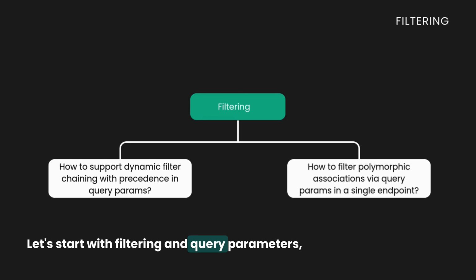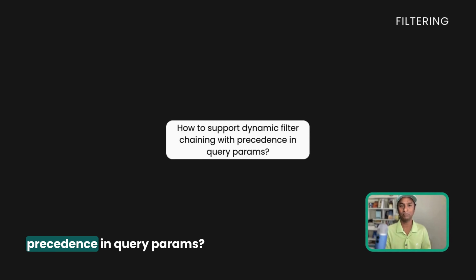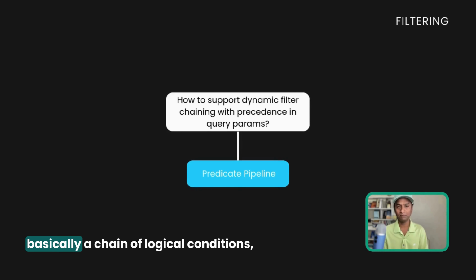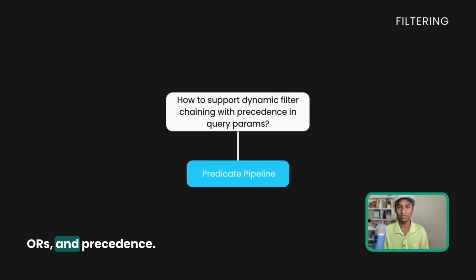Let's start with filtering in query parameters, a fundamental technique to tailor API responses dynamically based on user input. Advanced interview rounds expect you to not just filter on fixed criteria, but to support complex dynamic filter chains with clear precedence rules. How to support dynamic filter chaining with precedence in query params? The answer lies in building a predicate pipeline, basically a chain of logical conditions parsed from metadata in the query params, applied with proper grouping to respect ANDs, ORs, and precedence.